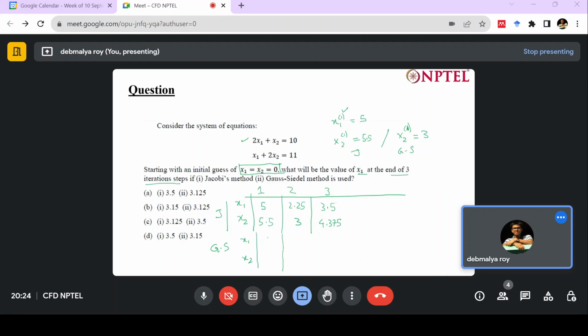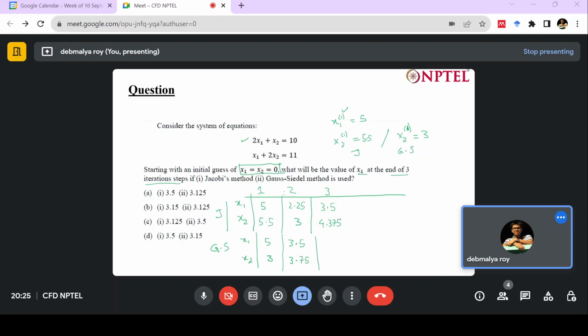In Gauss-Seidel, this is 5, but after that it will change. So x1 is already 5, so this is 6, and this is 3. In the second iteration, we will use x2 equal to 3, so that becomes 3.5. Now we will again use 3.5 as our guess for x1. This becomes 7.5 divided by 2, which is 3.75.